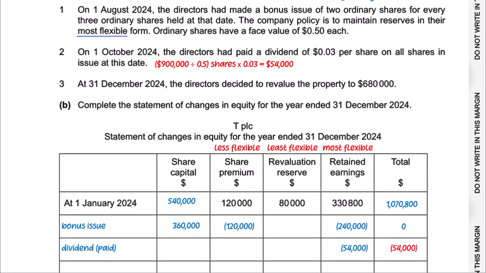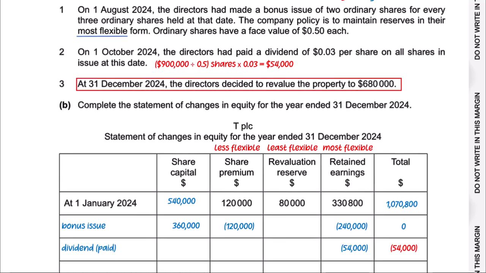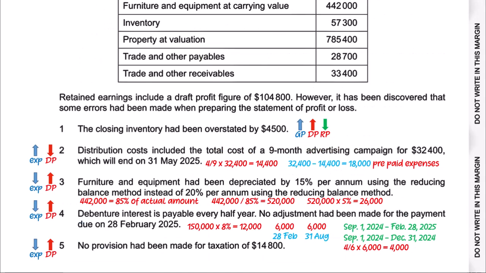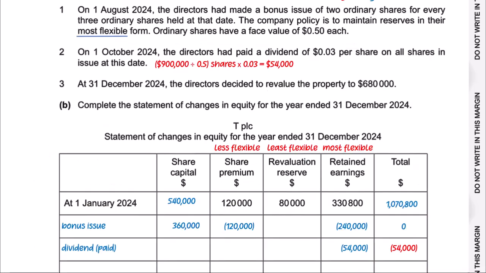Additional information number 3 is written at 31 December 2024. The directors decided to revalue the property to $680,000. For this, we go back to the beginning of the question and see that the property valuation is $785,400. But the directors have decided to revalue it and now record it at $680,000. I mean, it is being recorded at a lower price than before.